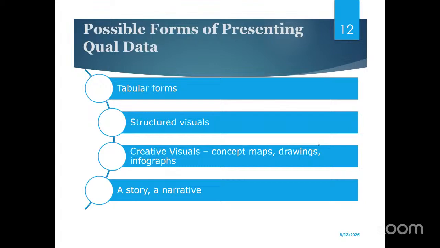So the various forms of presenting the qualitative data as a part of your report or paper: there could be tabular forms coming into the picture. There could be structured visuals. Now, both point number 2 and 3 also speak about creative visuals. So both are talking about visuals, but the first one is structured and the second is creative, where the researcher will decide how I want to present my analysis or data. We are going to see examples of both, and a story of the person. If it is the narrations that you are going to study through your research, you would be presenting their story as well.